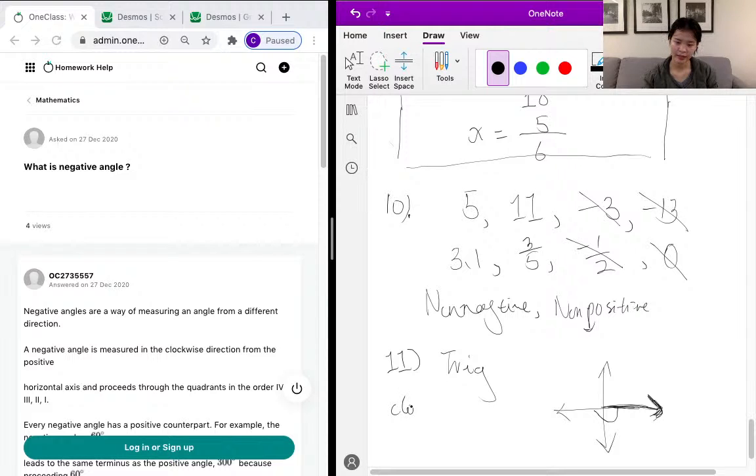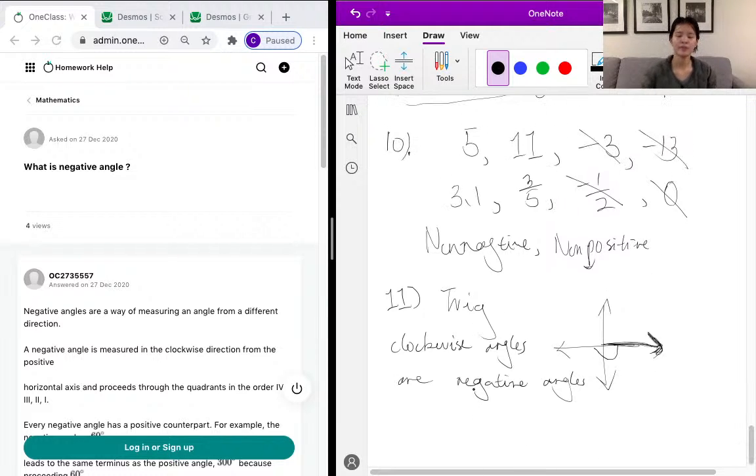So basically, clockwise angles are negative angles, or negative angles are clockwise angles. So basically, when you go clockwise, when the angle goes clockwise, it is negative, because angle is a scalar, so I shouldn't say that. Ignore what I said because it's more in the context of other stuff, and we're talking about math.